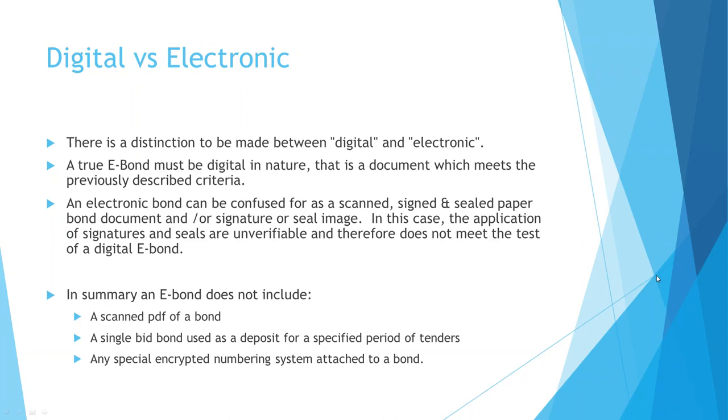A single document of a bond that is deposited for a long-term period, forever and ever, as a blanket, is not what you call a digital bond. And the next one is if it's an encrypted number on the bond and that's what you're verifying with, that's not what we call a digital bond, because none of those are able to verify the actual contents. Can I have the next slide, please?